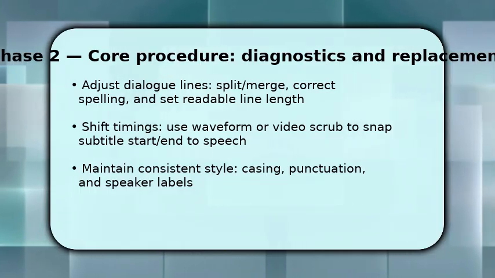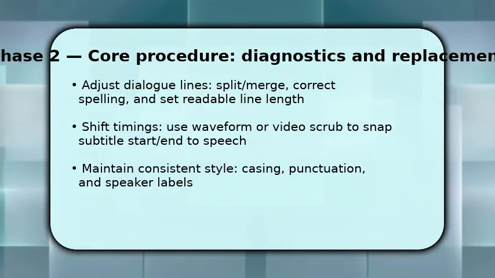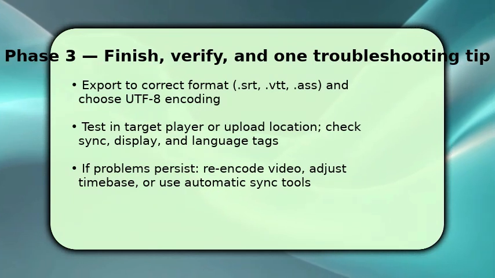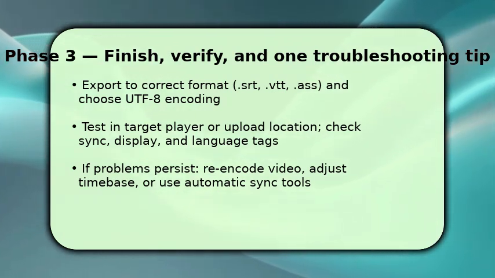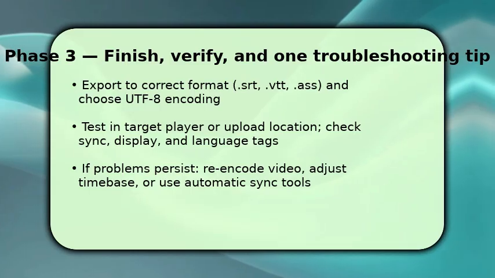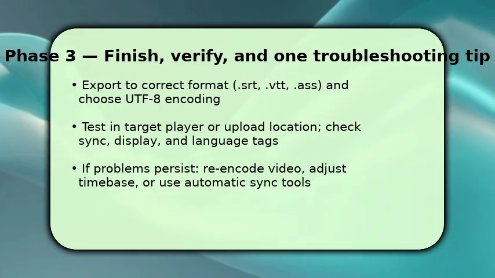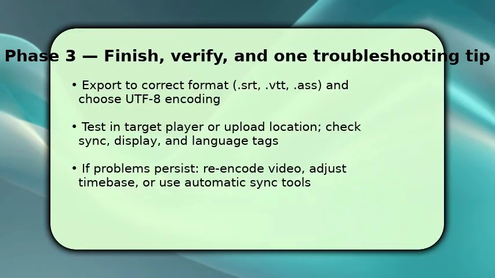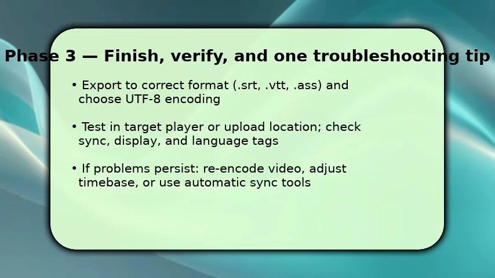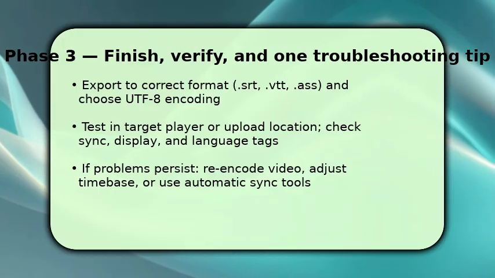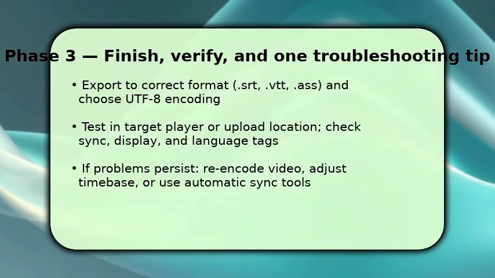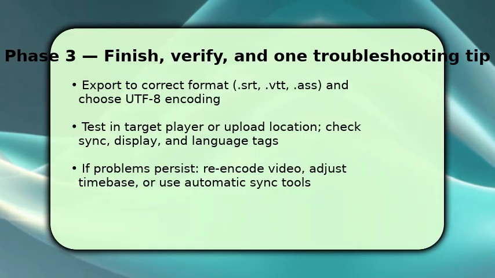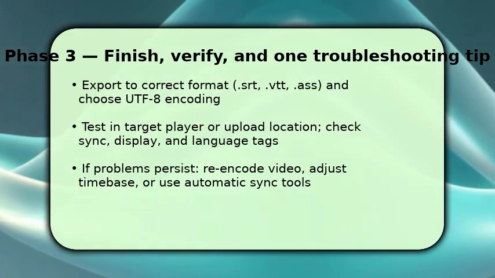You finish by exporting the subtitle file in the format your player needs and setting UTF-8 encoding, then load it with the movie to test. Watch varied scenes to confirm persistent sync and correct character display. Make sure language tags match destination requirements. If timing is off, try reopening the project with the correct frame rate or use an automatic sync feature to align by speech. One key troubleshooting tip: if characters display incorrectly, change encoding to UTF-8.